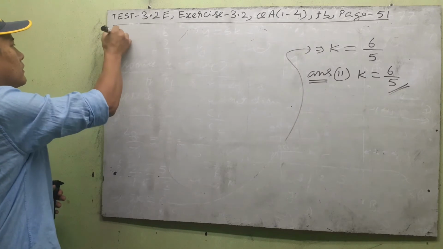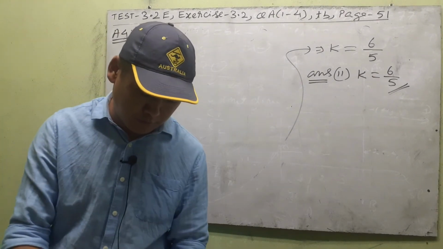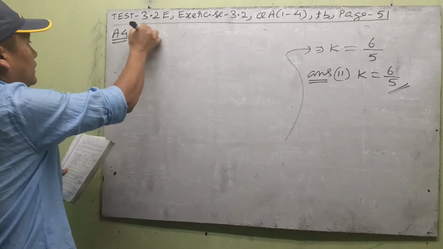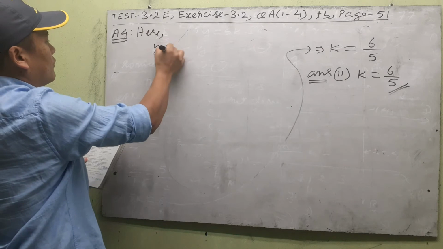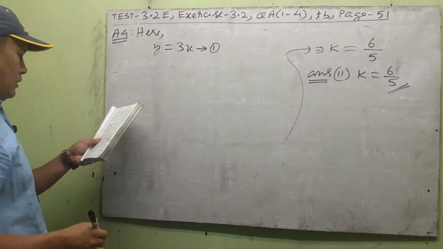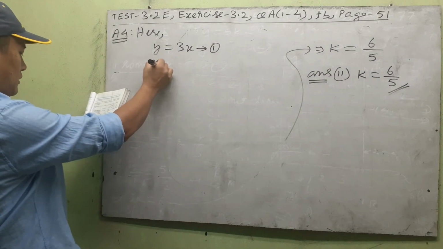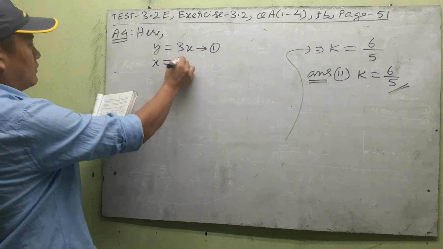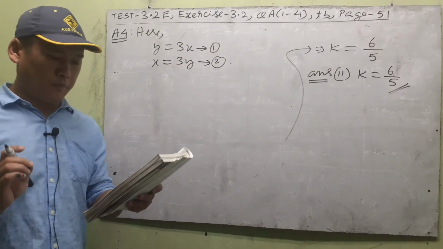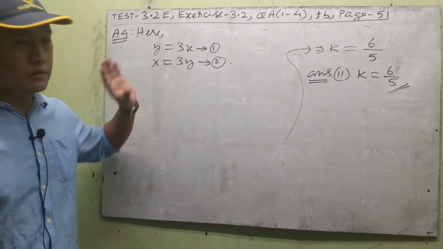A4. The point of intersection of the lines y equal to 3x. So here y equal to 3x, equation number 1, let us say. And then x is equal to 3y, equation number 2. So we have to find the point of intersection of the lines of these two equations.